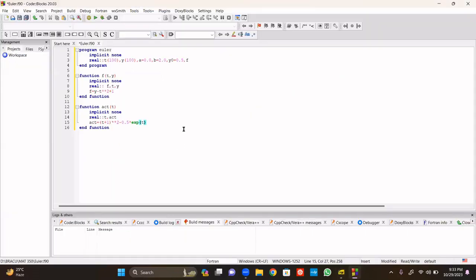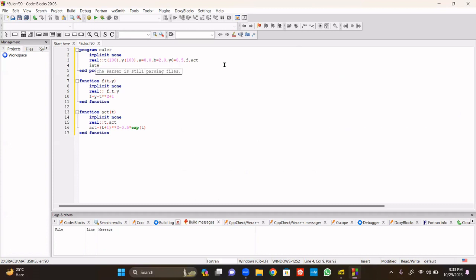Yes. Okay. Now let's get back to the main body, and I have to add the function ACT in the declaration as well. Okay. We are going to need a couple of loop variables probably. So integer, let's write i for now.